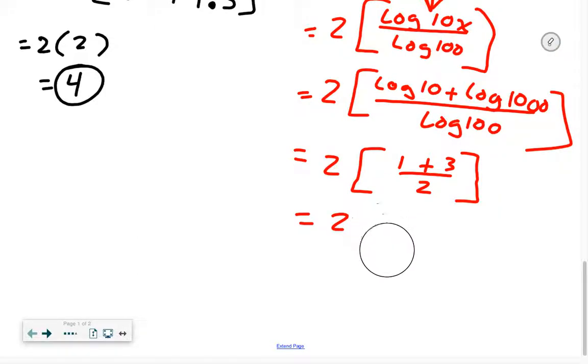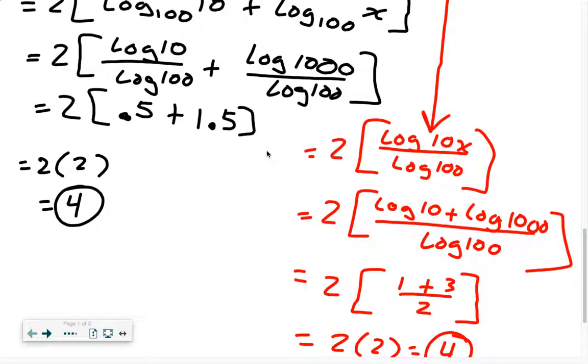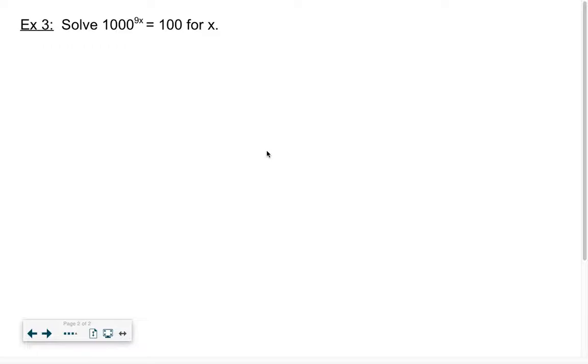Whoops. 4 over 2 is 2. So that's another way you could have come up with it if you decided to go that route. There are a number of different ways that you can simplify these logarithms. Last one. We are no longer evaluating, but now I want to solve.